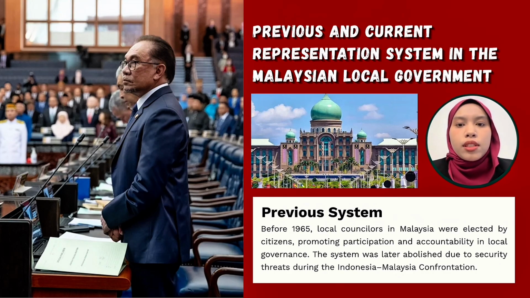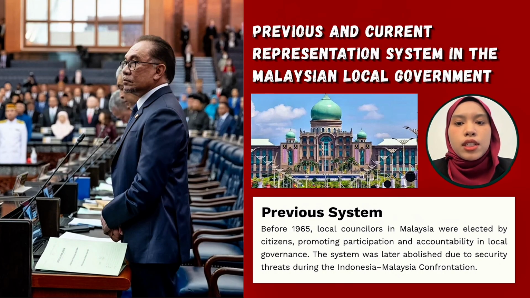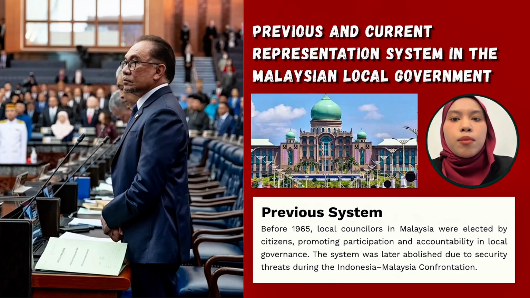This system was considered more democratic because the people could choose their own local representative and have a say in matters affecting their community. Local authorities were responsible for important services such as sanitation, licensing, housing and development. However, local elections were suspended in 1965 due to security concerns during the Indonesia-Malaysia confrontation and were later abolished.